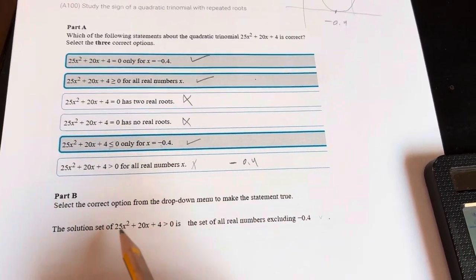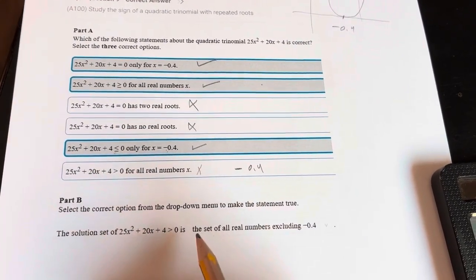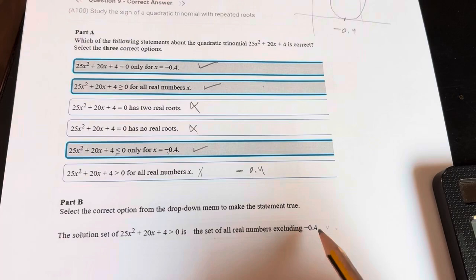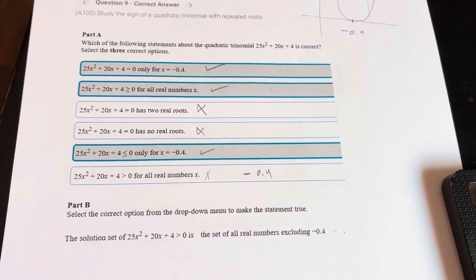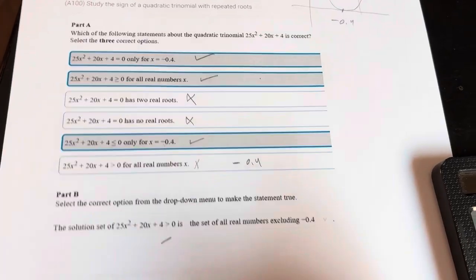Part B, this is greater than 0 for the values here. He wrote it here correct. The set of all real numbers excluding minus 0.4, because at minus 0.4 it is equal to 0.